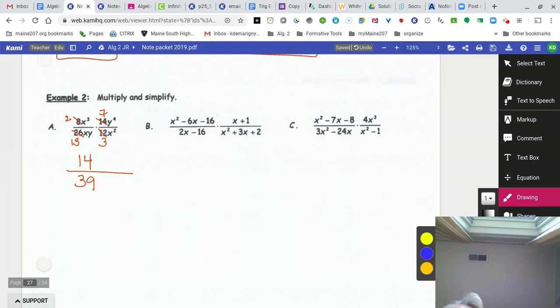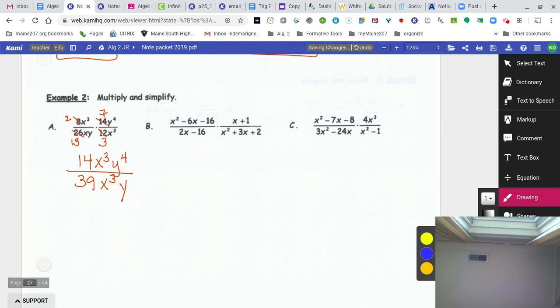X cubed times y to the fourth. They are not the same, so they do not change any value. X and y times x squared. So x times x squared would be x cubed. Remember, you add the exponents and then a y.